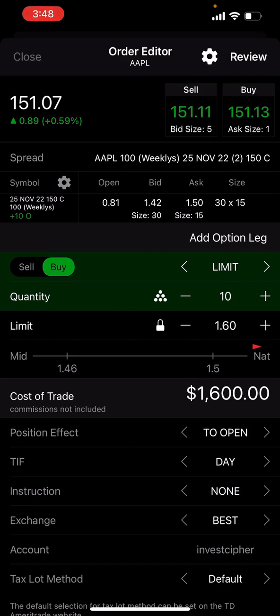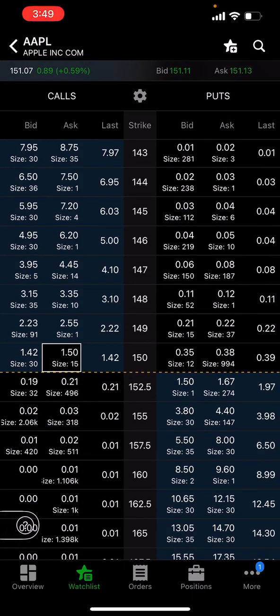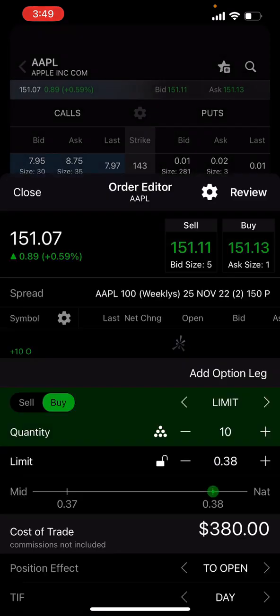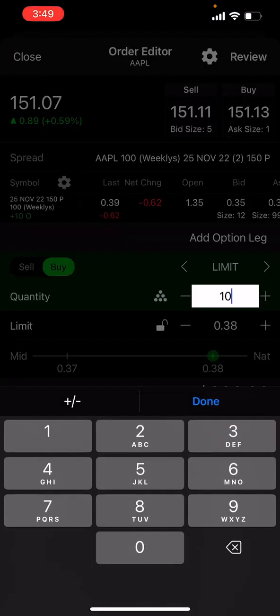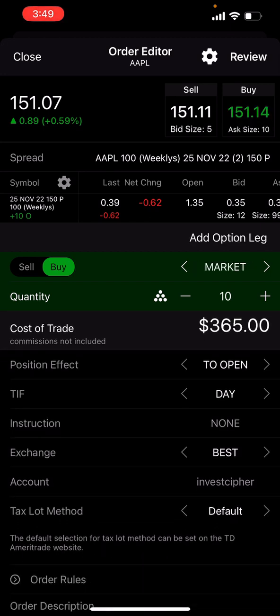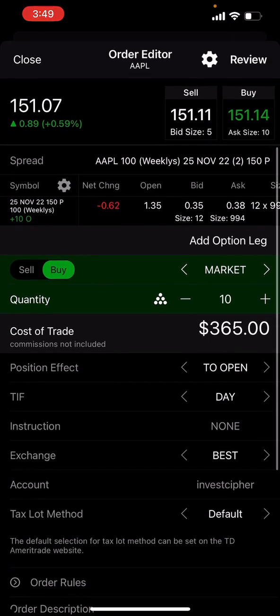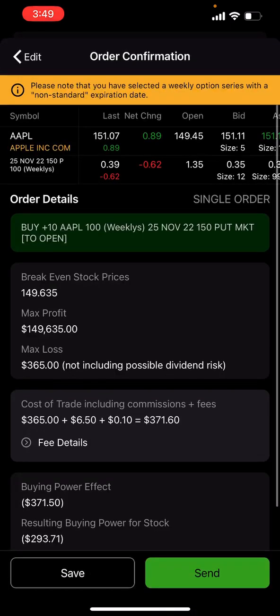On the call side. If we wanted to do the put side, say we wanted to do 150 puts, we'll go over here and hit the 0.39 because that's the premium for these right now. And then you can do your limit order or your market order, how many contracts you want to put in, and then same thing, it shows you the price. So say we wanted to do these puts, and we wanted to market order 10, and you see it's filling us right in the middle. We're closer to the bid at 0.365, right in between the 0.35 and the 0.38. And then you just click review and send.